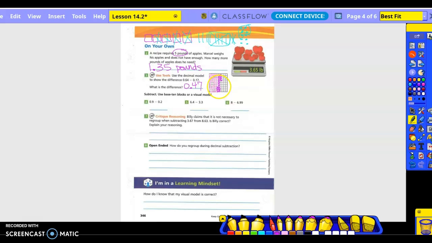Okay. Subtracting, use base 10 blocks. So I would draw how many longs? 9 longs. So 1, 2, 3, 4, 5, 6, 7, 8, 9. Get rid of 2 of them. So I'm left with how many longs? 7. So 7/10, right? Because I didn't have any flats. The next one, how many flats would I need? 6. So 1, 2, 3, 4, 5, 6. How many longs? 4. 1, 2, 3, 4.